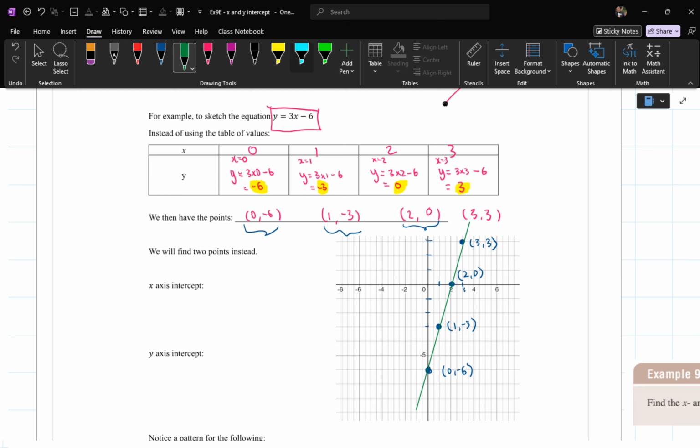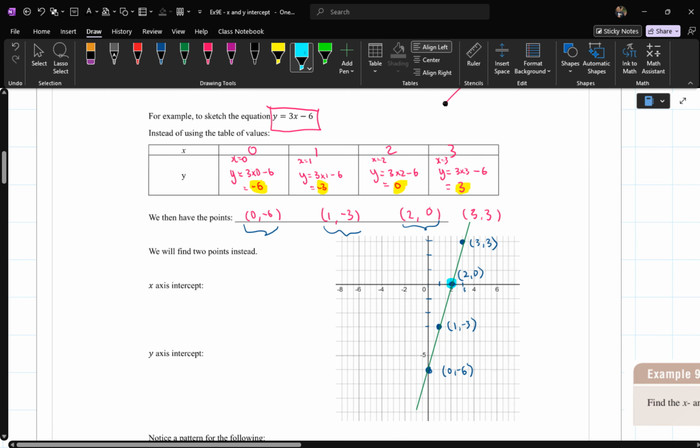But the two key things that you're learning today is notice the pattern of the x and y-intercept. Now remember, this horizontal line is called the x-axis, whilst this vertical line is called the y-axis, right? So that's your x and y-axis. And so we call this the y-intercept, okay? Because it intercepts where the y-axis is. And then we call this the x-intercept.